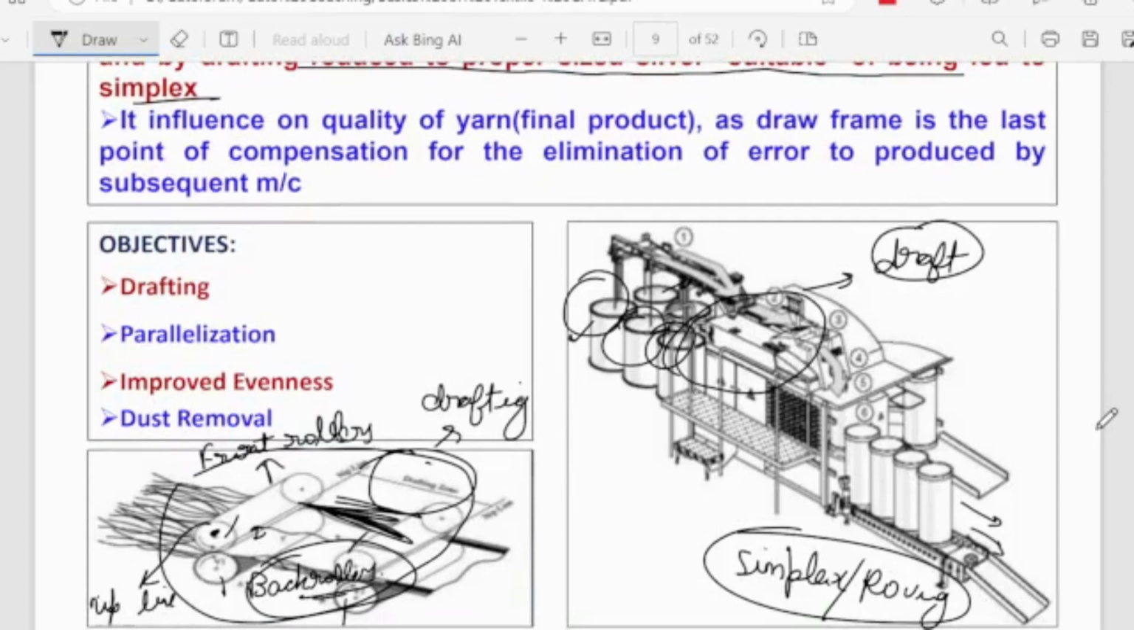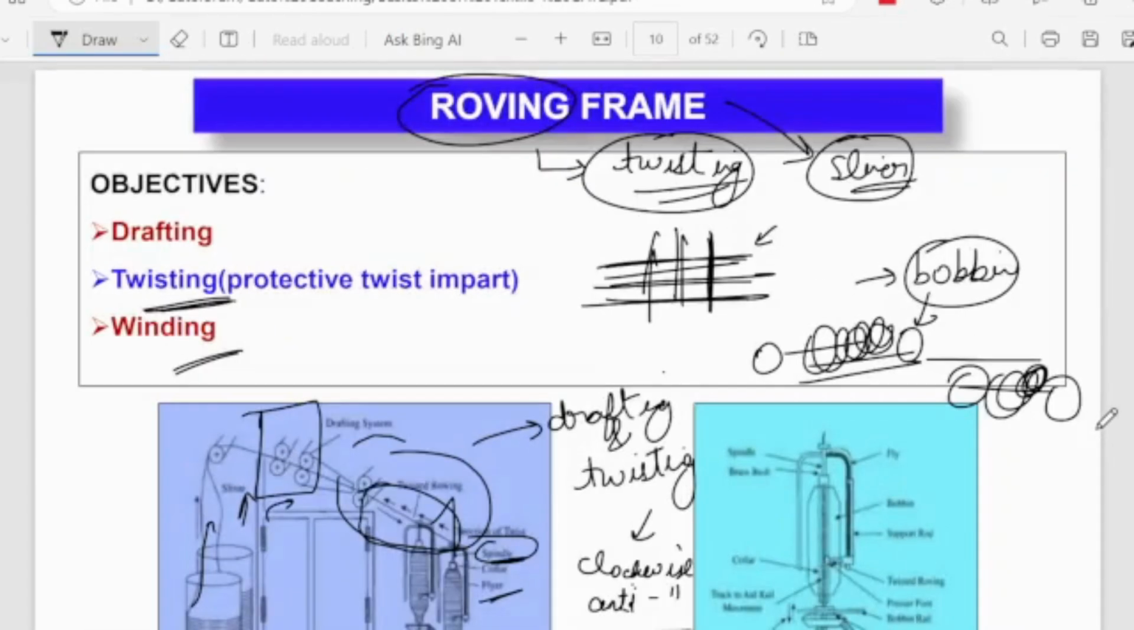So this is a typical diagram of the drafting machine. It is done over a simplex or a roving machine. Basically in drafting there are three different types of rollers. If I talk about these, there are the front rollers and back rollers, whereas the slivers are put in between these front rollers and back rollers. Here the drafting occurs. Drafting means they are stretched so as to make them more parallel and improve the evenness and other aspects.